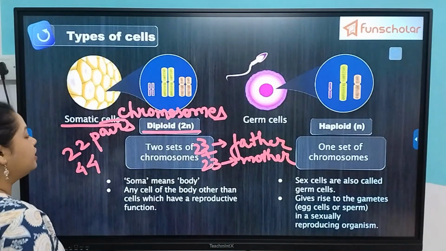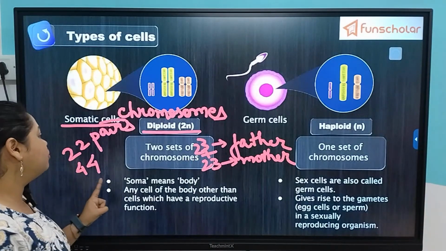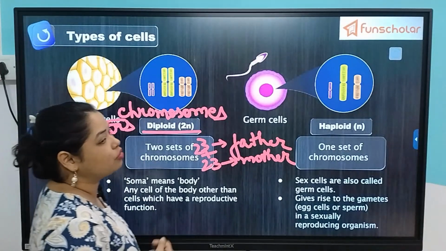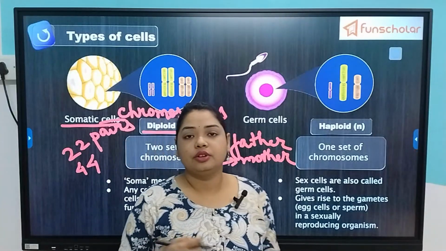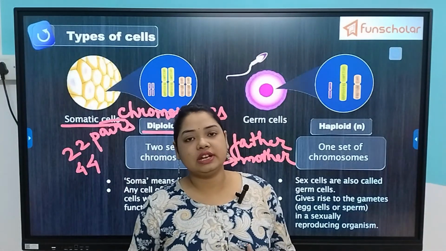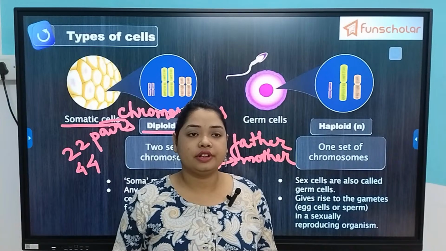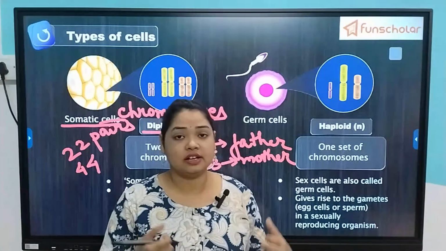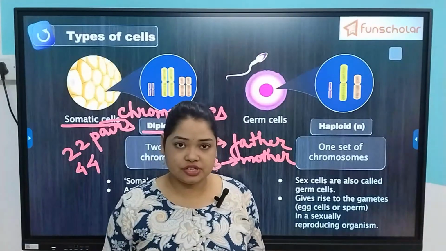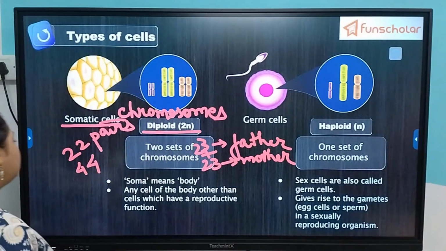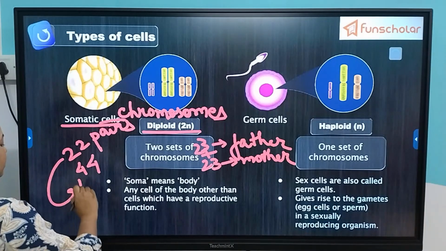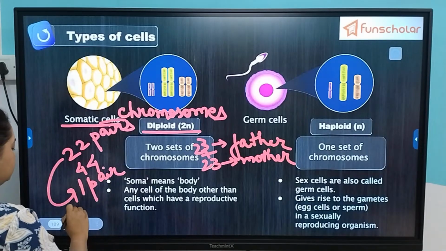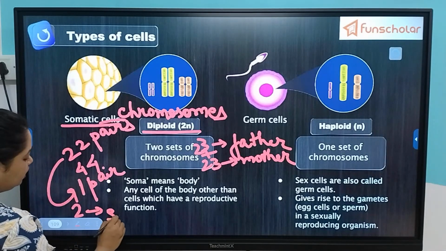What will happen there is that these 22 pairs of somatic chromosomes, or 44 chromosomes, will code for other types of proteins which will dictate how our body color will be, for example the height, the weight, the body structure, everything. And the remaining one pair, that means two chromosomes, are known as sex chromosomes.